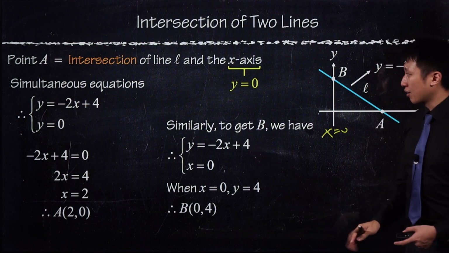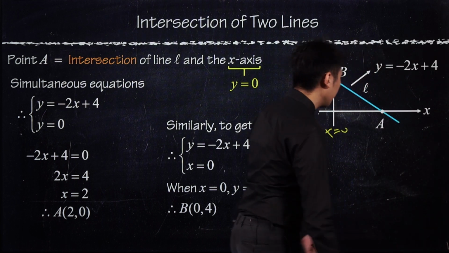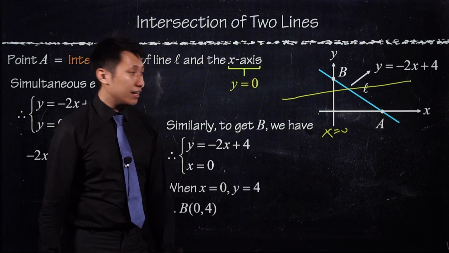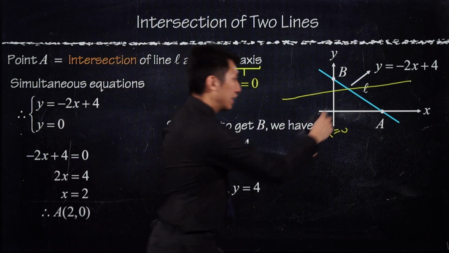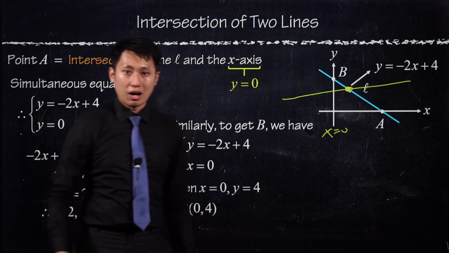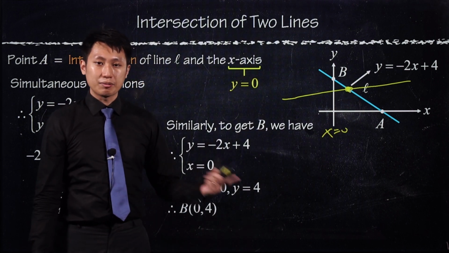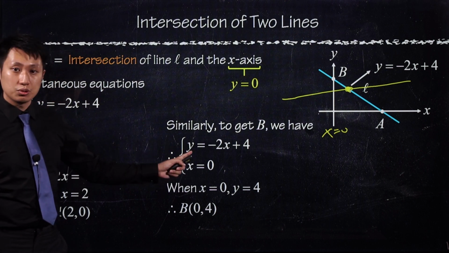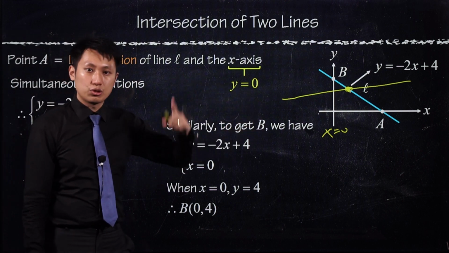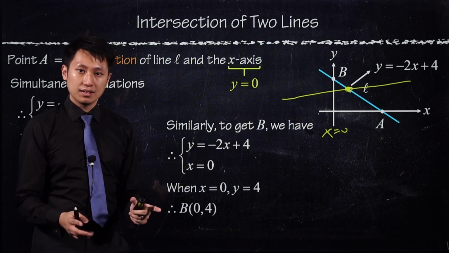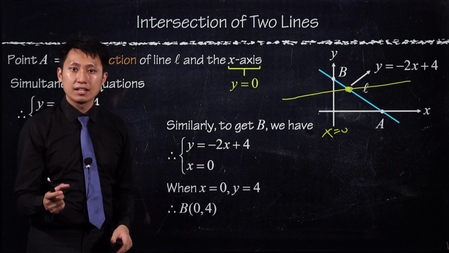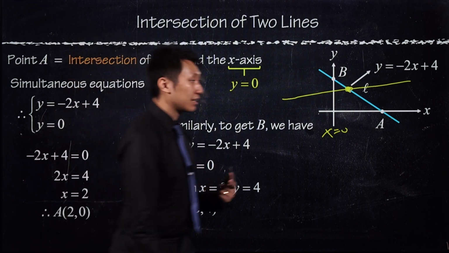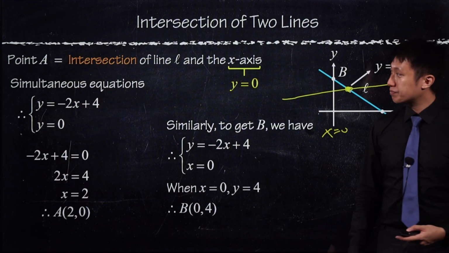You can also be asked, if I have another line that looks like this one, to find the intersection point between them. How are you going to do it? You use chapter 4, simultaneous equations, to solve for it. Solve for these two, sub one y into the other y to find the x first. After you get the values for x, you sub it back into the original function to find the y. So that's the intersection between two lines.